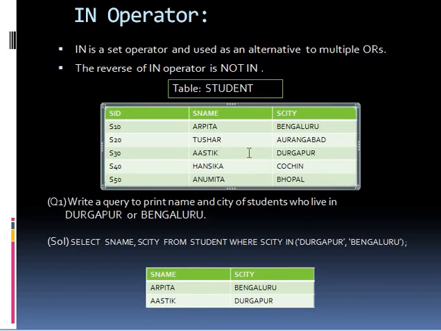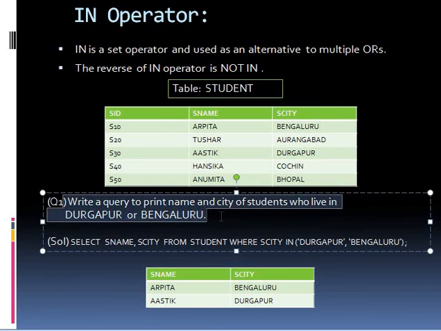Now let's consider this particular table identified by the name student. Based on this table, I have a question. The question is asking us to print the name and city of students. Name is represented by this column as name and city is represented by this column as city. It is asking us to display the name and city of students who live in Durgapur or Bangalore. That means the city of the student should belong to either Durgapur or Bangalore.